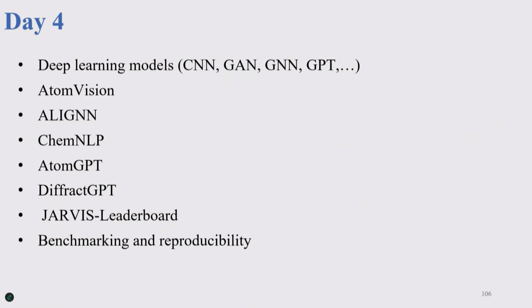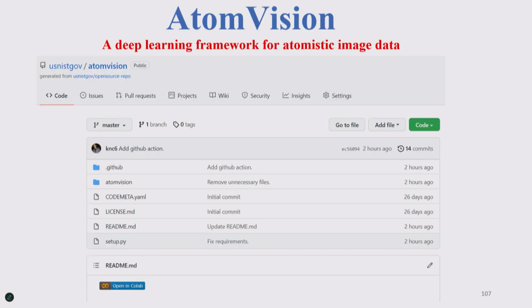All right, so on day 4 we have a lot of things to cover, and I'm told that I can take 30 minutes extra today compared to yesterday. Today we'll talk about CNN, convolutional neural network, GAN, generative adversarial network, graph neural network, generative pre-trained transformers, too much of a mouthful, the AtomVision project, ALIGNN project, ChemNLP project, AtomGPT, DiffractGPT, and the leaderboard. Too many things to cover, but we'll go slow. We'll pause whenever we transition from one project to another.